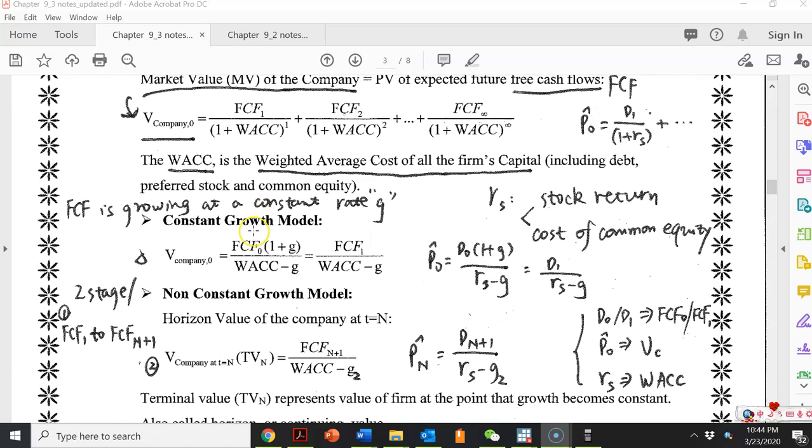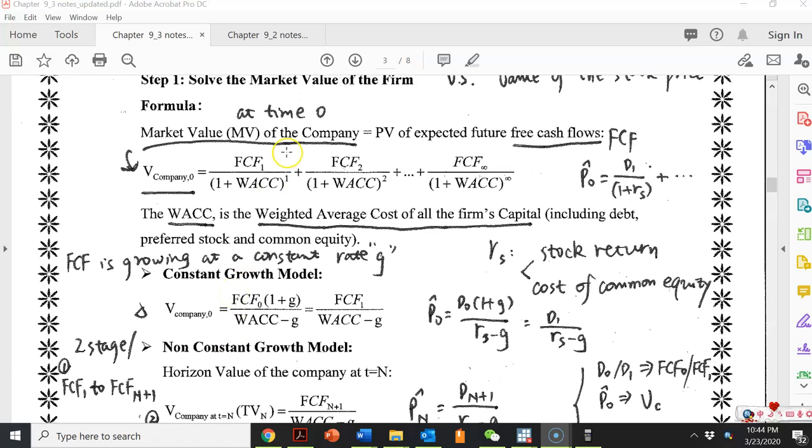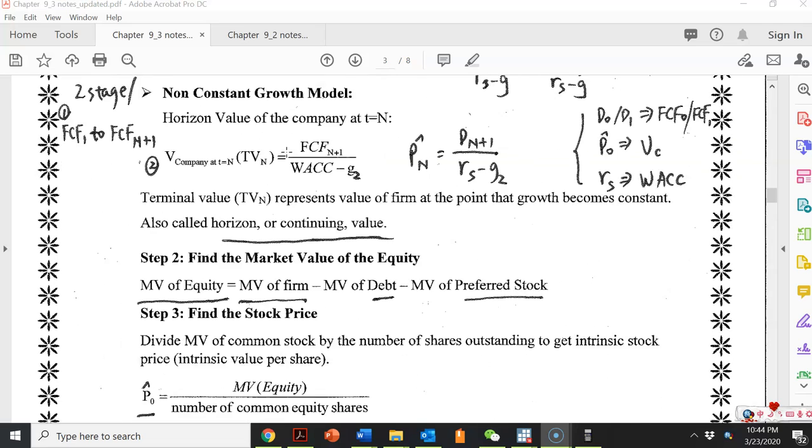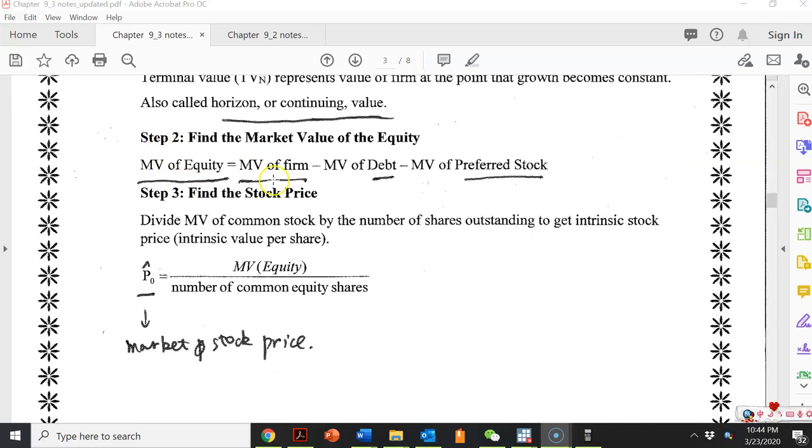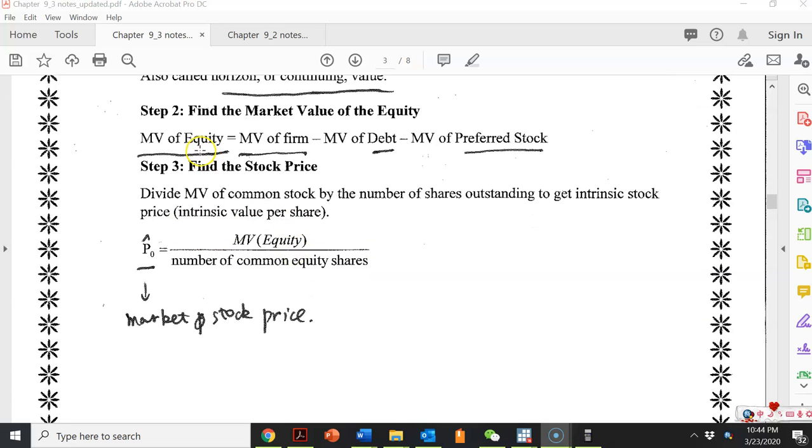Okay, so no matter if it's a constant or non-constant growth model, we can get the value of the firm. After that, we can do our step 2 using the market value of the firm minus the market value of debt minus the market value of preferred stock. So we have the market value of equity left. And then we divide the market value of common stock by the number of shares outstanding to get the intrinsic stock price, the intrinsic value per share. So we have P0, the market stock price.